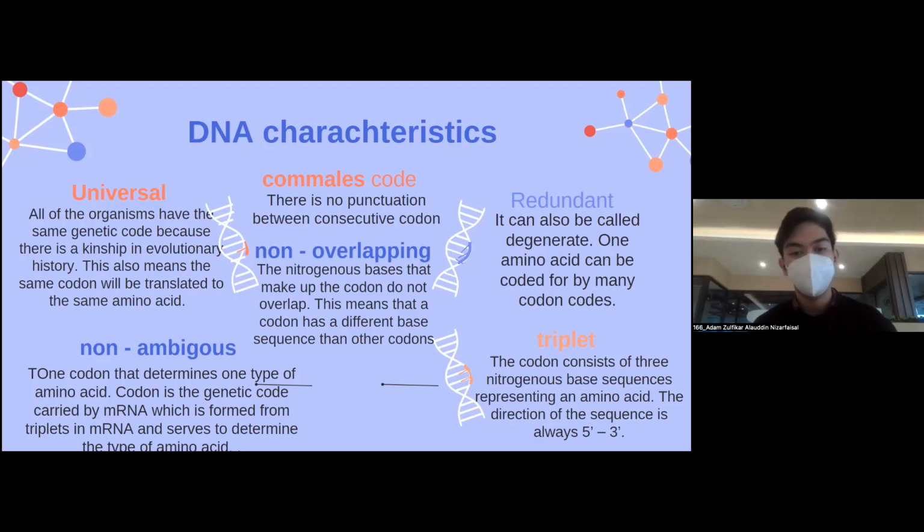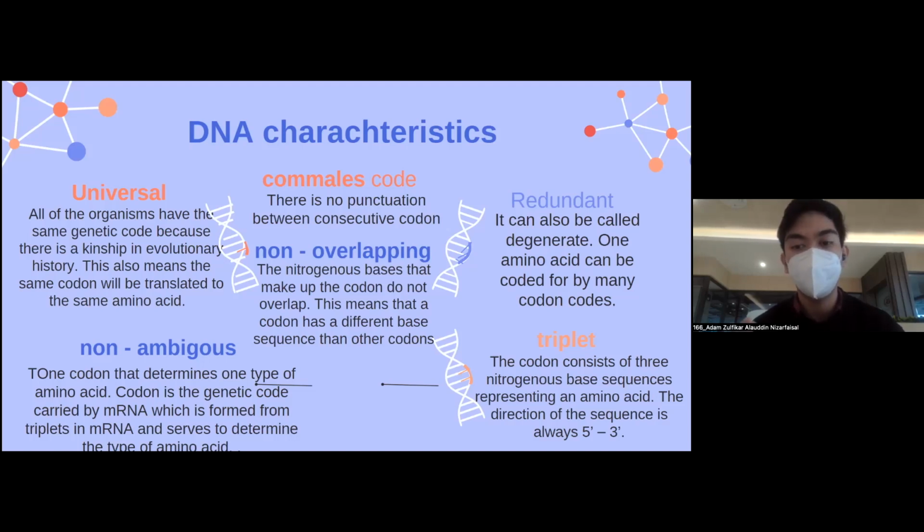So, DNA is not comprehension. It means that the nitrogen species would make up the combination, which means that a codon has a different base sequence than the others. Yes, DNA is redundant. It means it can also be called degenerate. One amino acid can be coded for by many codons.